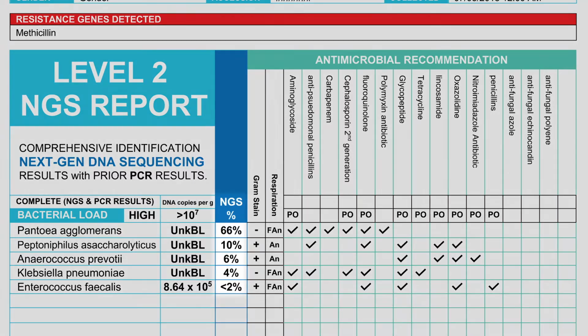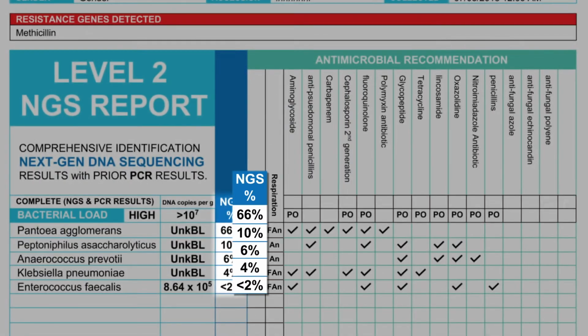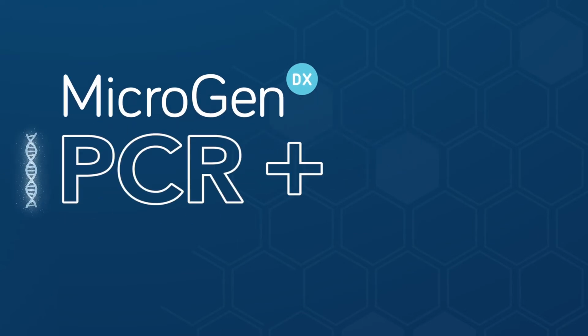The report even breaks down the percentages of the species detected, identifying the most dominant species contributing to the infection. To give physicians a complete diagnostic picture of all the microbes in the infection, MicroGenDX can use PCR and NGS on every sample.